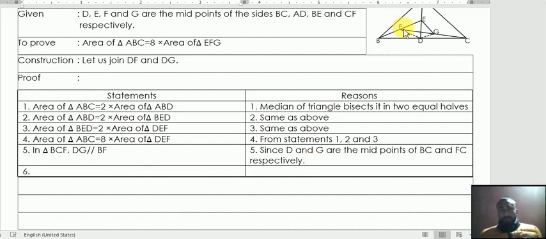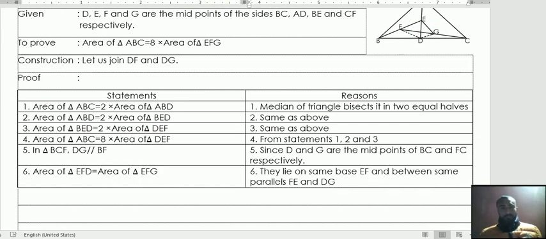Since the triangles EFD and EFG lie on the same base EF and between the same parallels EF and DG, they will be equal in area. So we are going to write this now. We have written the area of triangle EFD is equal to the area of triangle EFG because they lie on the same base EF and between the same parallels EF and DG. This is the reason for that.